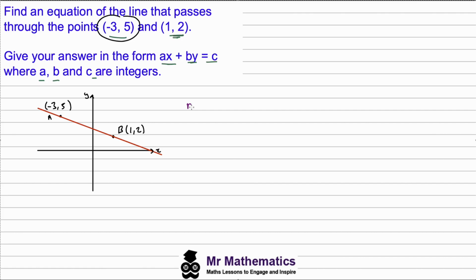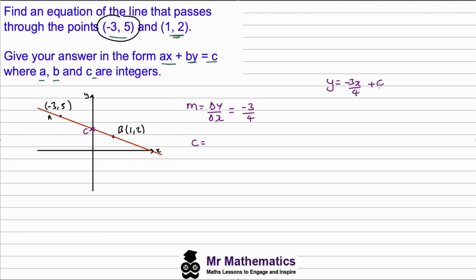So the gradient will be the change in y divided by the change in x. And as we go from the 5 to the 2, the change in y is -3, which you can tell because it's going downwards. And the change in x is between -3 to 1, so this is 4. And then the intercept is where it passes through the y-axis, and we haven't been given this point, so I'll label this point C. So we know the equation will be -3x over 4 plus the intercept.